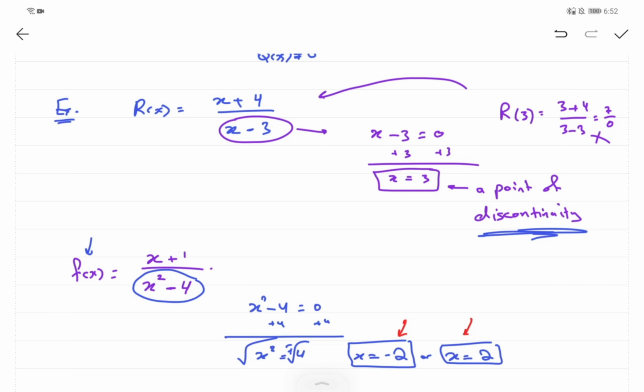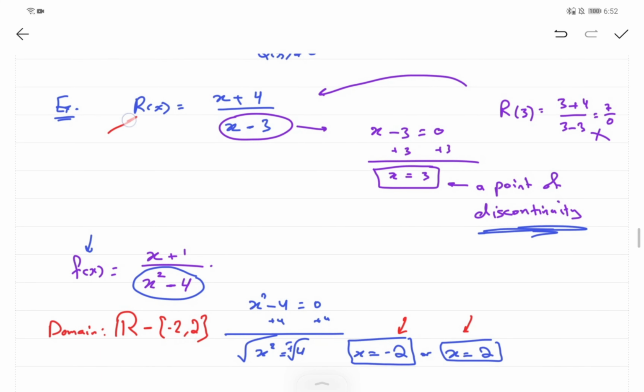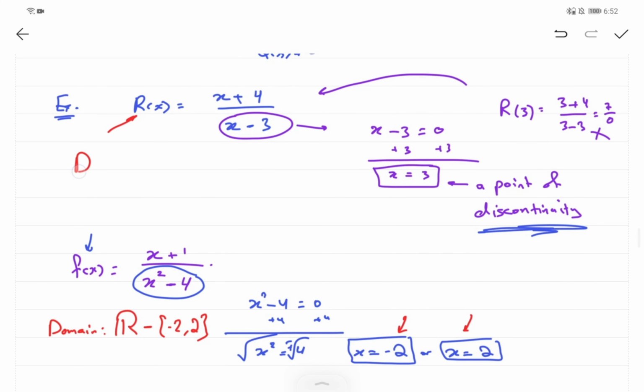Okay, so the domain in this situation, domain of f of x, it's gonna be all real numbers except -2 and +2. And here in r of x, the domain will be all real numbers except the point of discontinuity, which is 3. So except just 3.